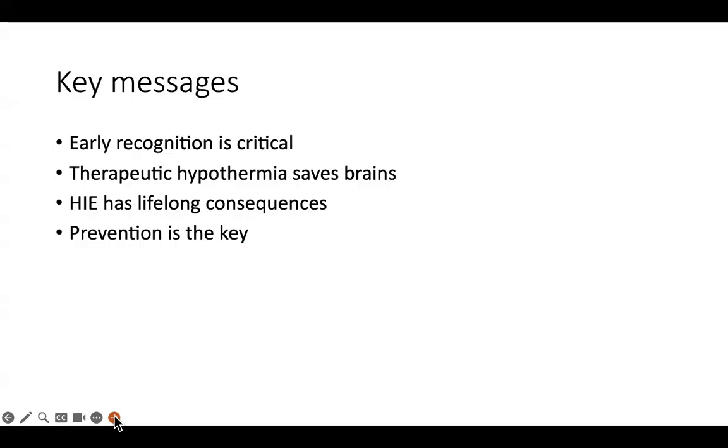We know therapeutic hypothermia saves brains, improves outcomes. However, this has to be started within the first 6 hours of birth. That is why early and timely recognition is critical. When we delay identification, we delay the commencement of therapeutic hypothermia, then the effect is going to be less. We know that HIE has lifelong consequences. Therefore, long-term follow-up is necessary. However, remember, most of these HIE cases could be prevented. So prevention is the main thing. Thank you.